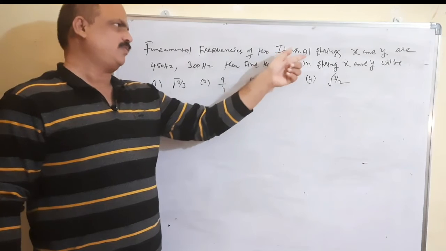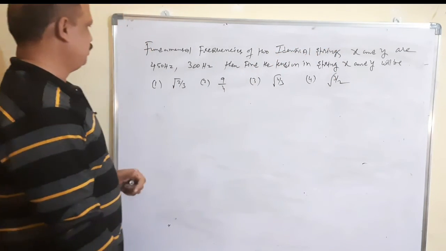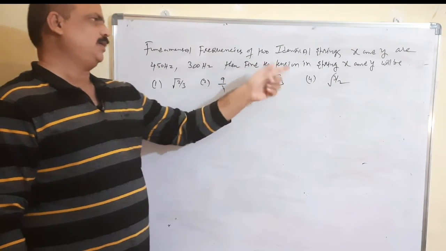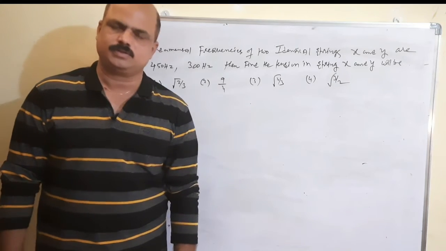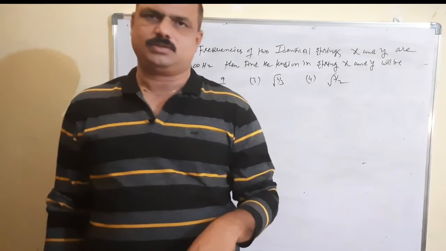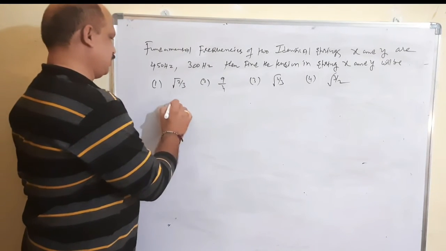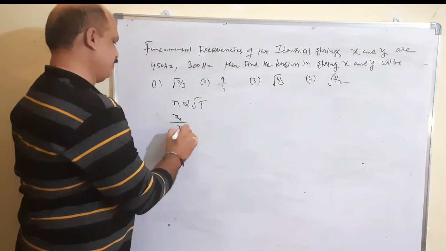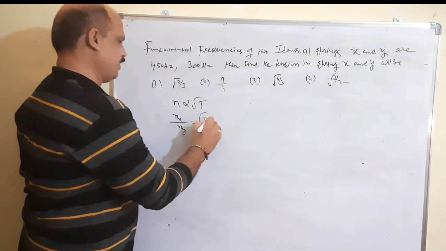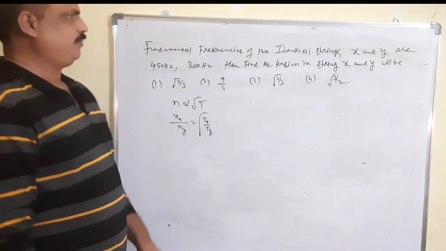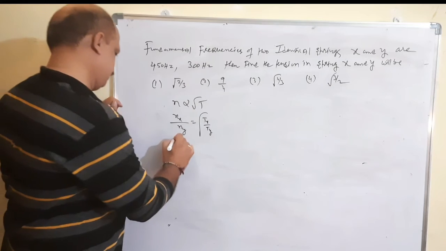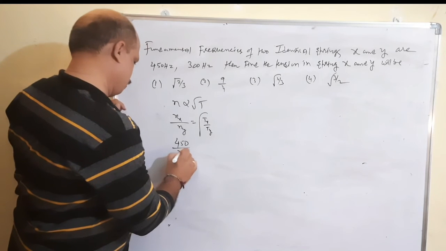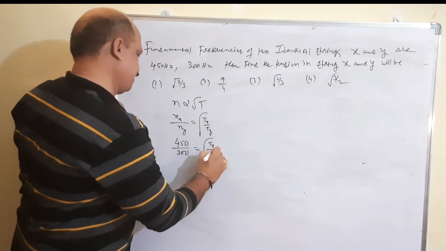Fundamental frequencies of 2 identical strings X and Y are 450 Hz and 300 Hz. Then find the ratio of tensions in the strings X and Y. This is an easy question asked in waves. We know that n is directly proportional to root T. So here nx by ny is equal to square root of Tx by Ty. What is the frequency of X here? 450. 450 divided by, what is the frequency of Y? 300. 300 is equal to square root of Tx by Ty.